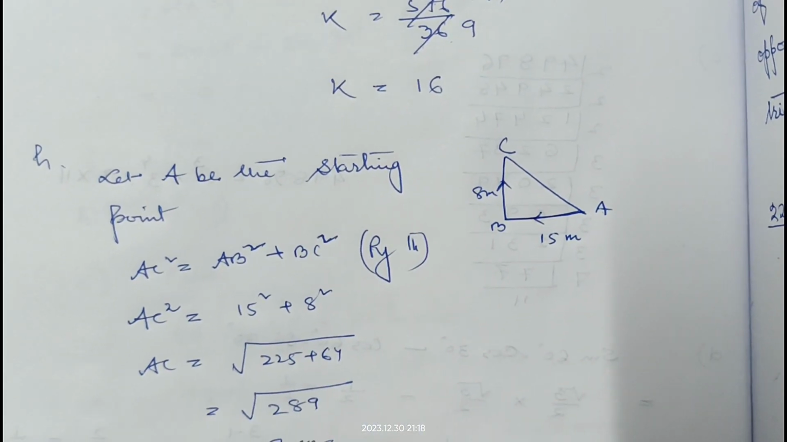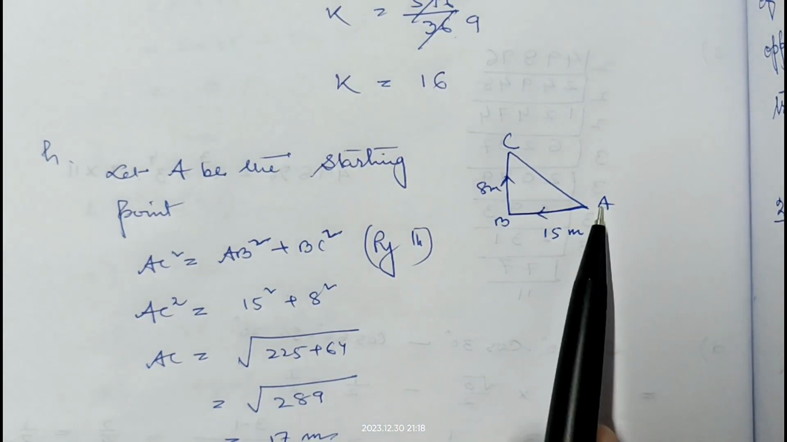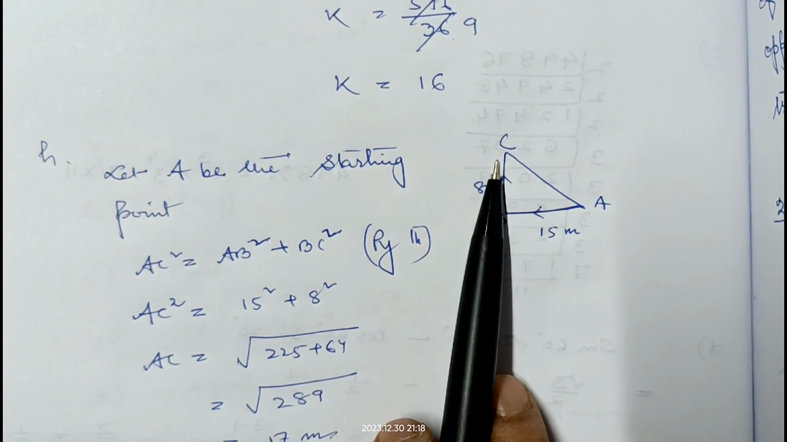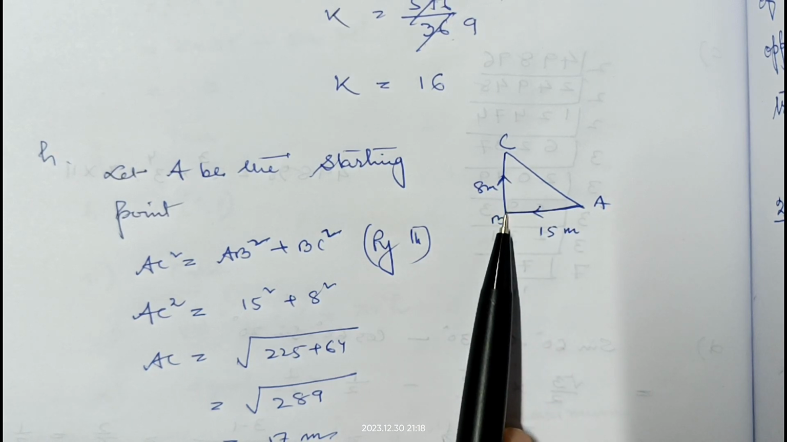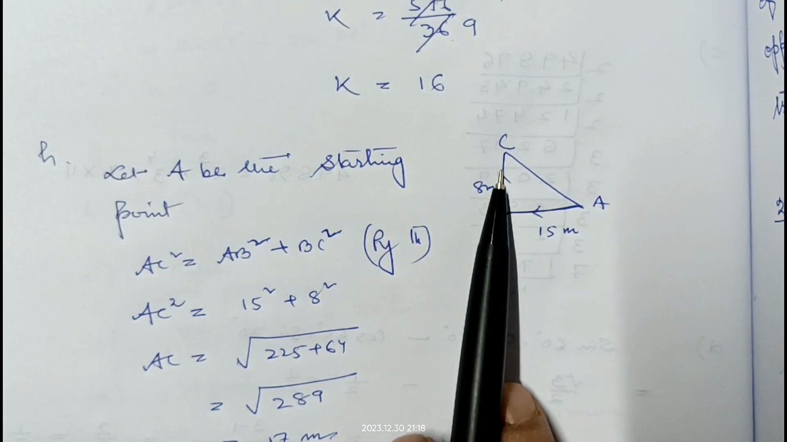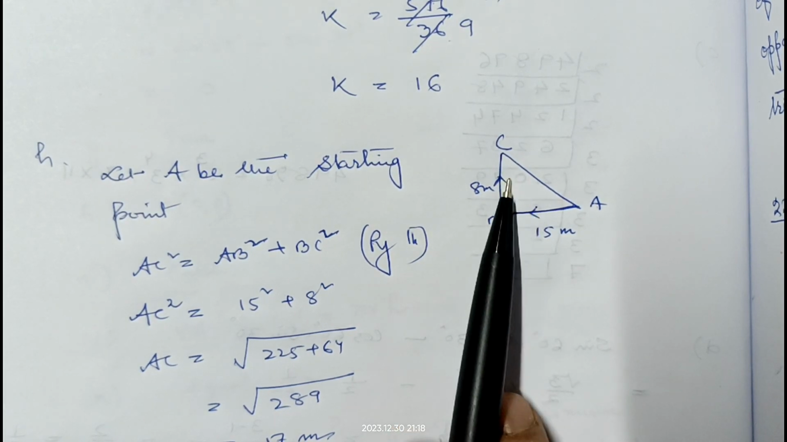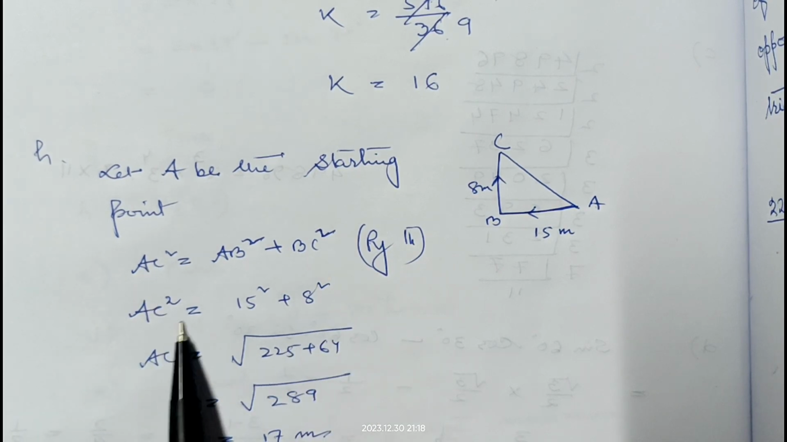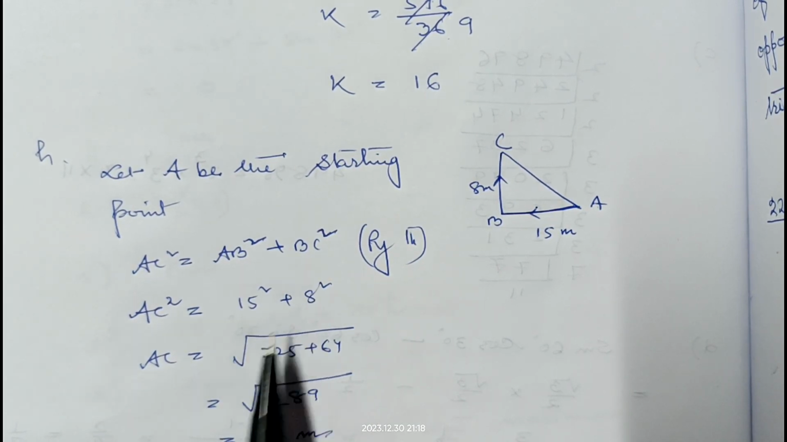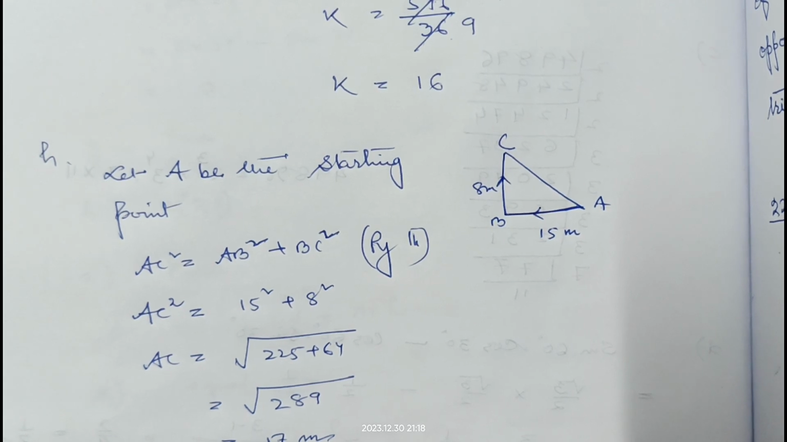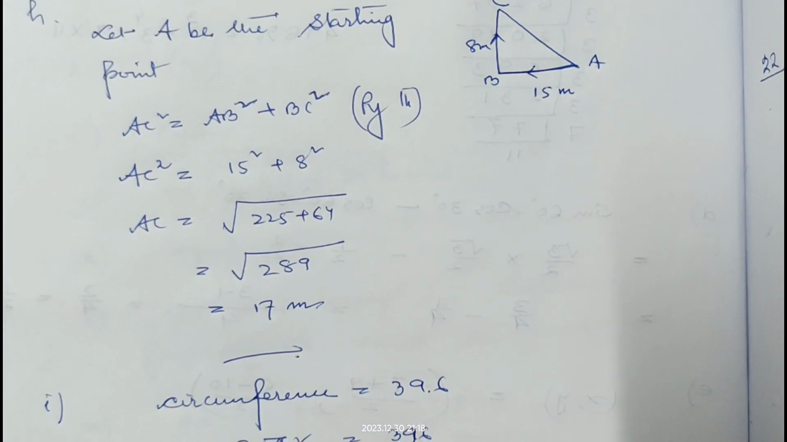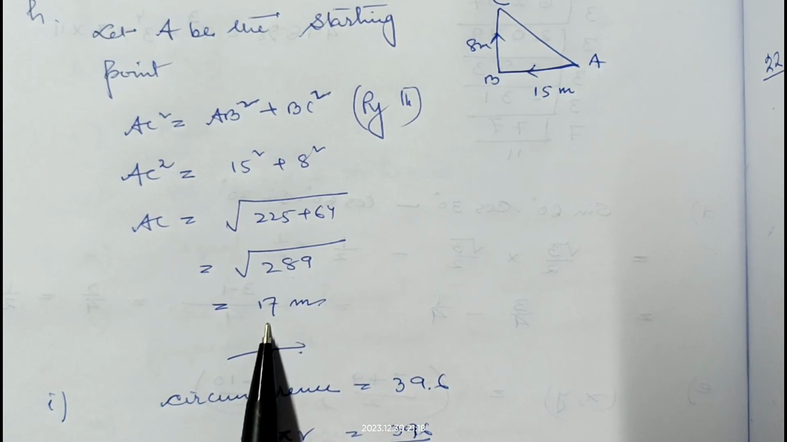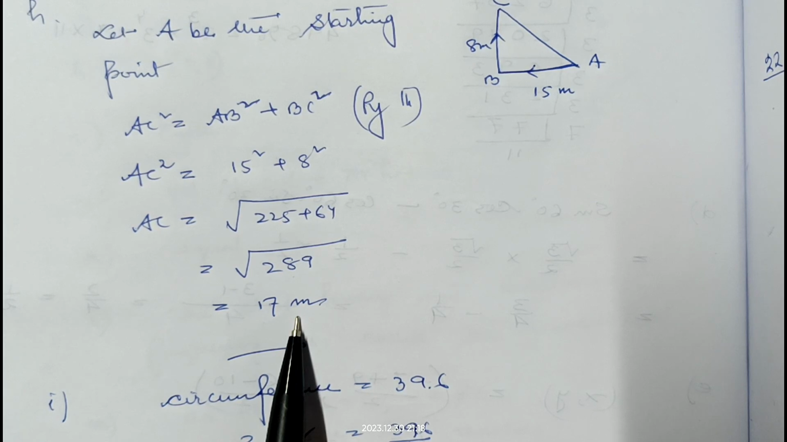In question number 8, it is given, a man goes 15 meter due west then 8 meter due north. How far is he from the starting point? So first he moved 15 meter in the western direction, then 8 meter in the northern direction. So this is a right angle triangle. So we can write AC square is AB square plus BC square. AC square is 15 square plus 8 square. So AC is root over 15 square plus 8 square, that is 225 plus 64. If I add, it will be 289 and it is the square of 17. Therefore the person is at a distance of 17 meter from the starting point.